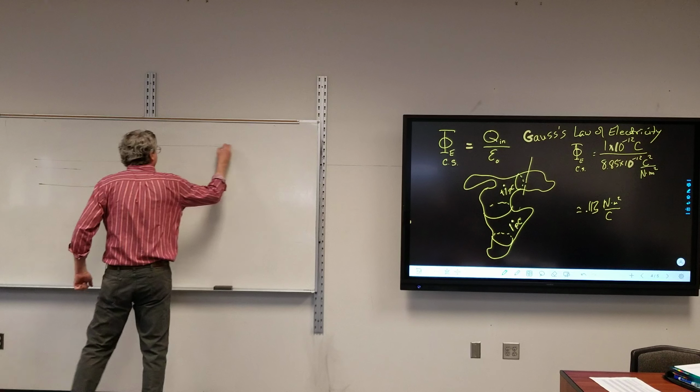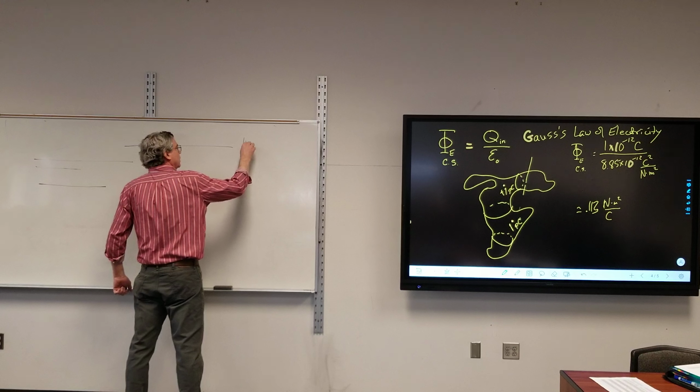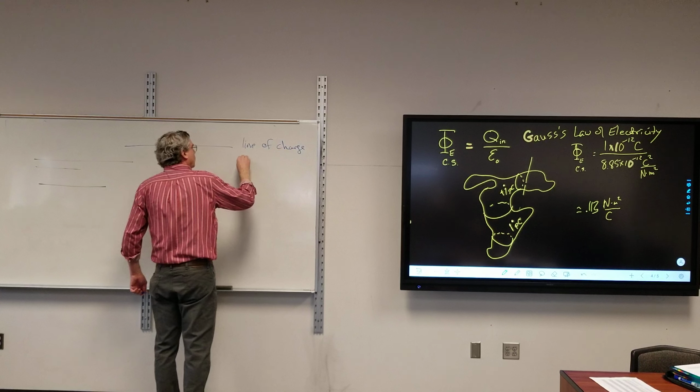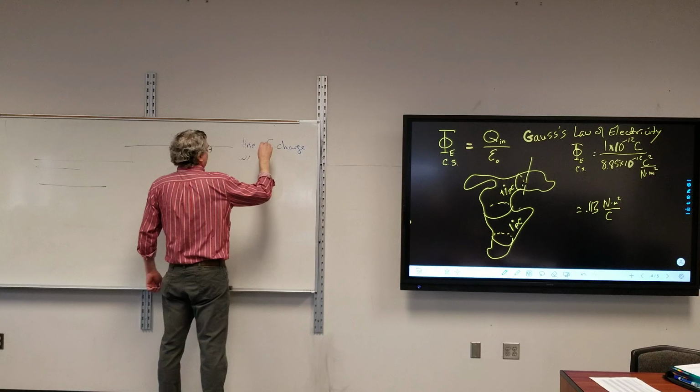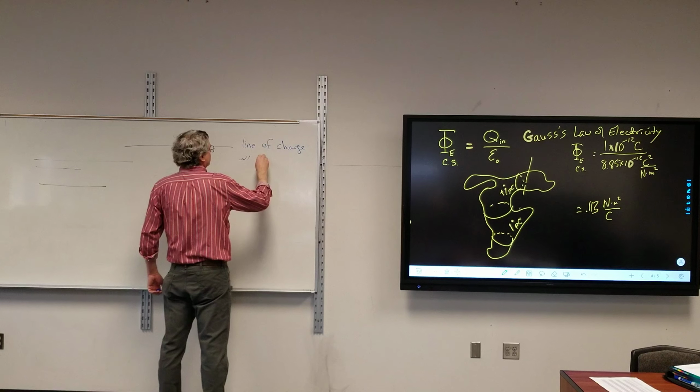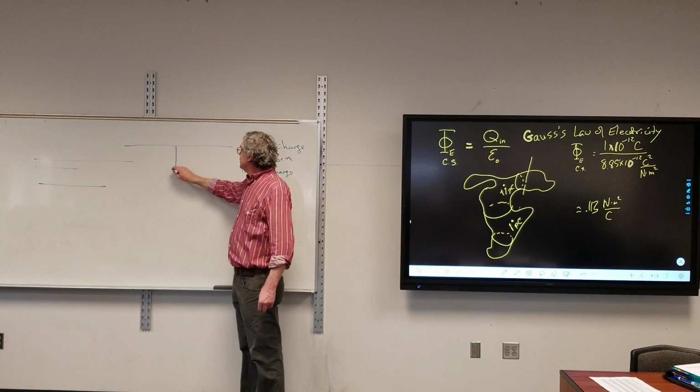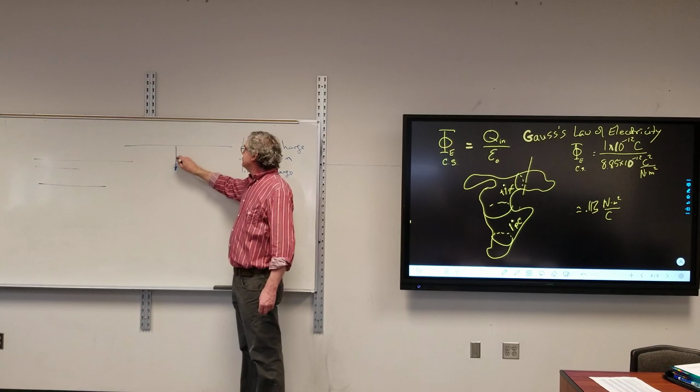I have a line of charge with uniform linear charge distribution, or density. I want to know what is the electric field at this point, a distance r away.